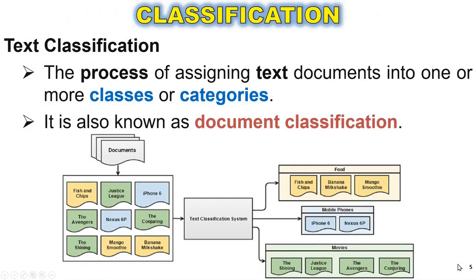Text classification is the process of assigning text documents into one or more classes or categories. Text classification is also known as document classification.